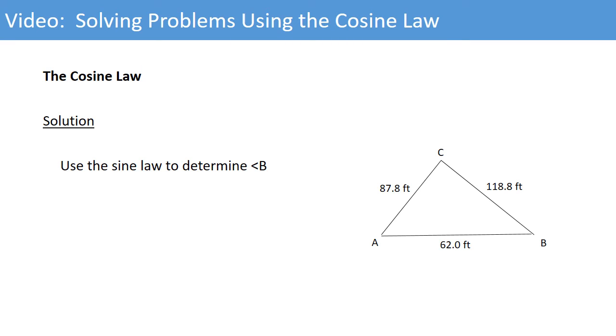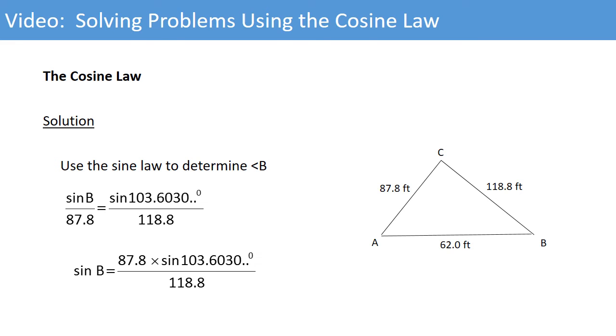Use the sine law to determine angle B. Sine B over 87.8 is sine of 103.6031, and so on degrees, which we found in the previous slide, all divided by 118.8. We would then cross multiply and get 87.8 times the sine of 103.6030 degrees divided by 118.8.